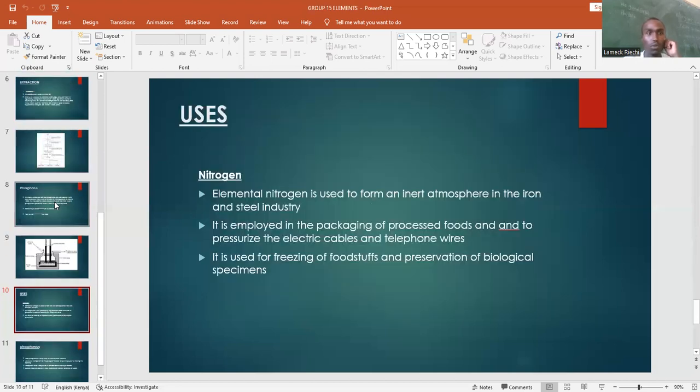Let's go to uses of these elements. We'll start with the uses of nitrogen, whereby we say that elemental nitrogen is used to form an inert atmosphere in the iron and steel industry. It is employed in the packaging of foods and to pressurize the electric cables and telephone wires. It is used for freezing of foodstuffs and preservation of biological specimens.